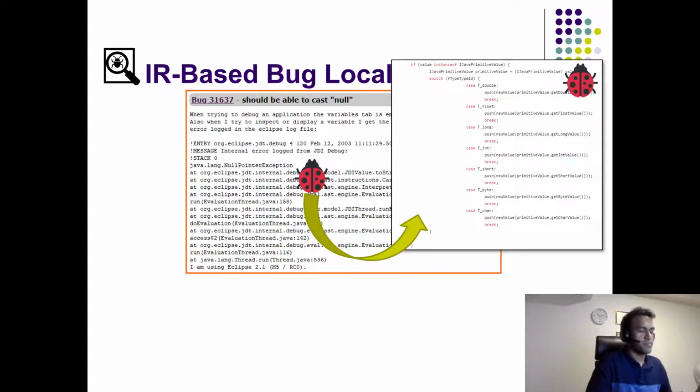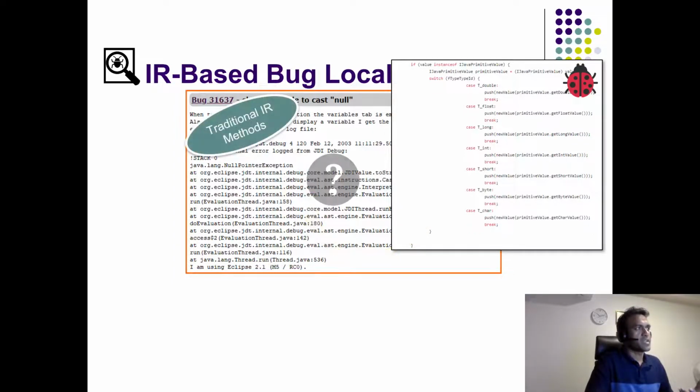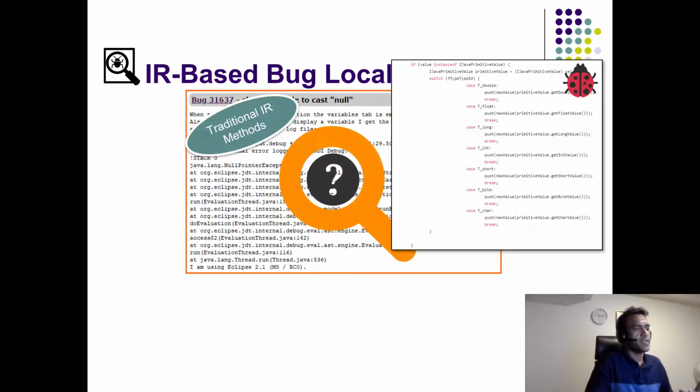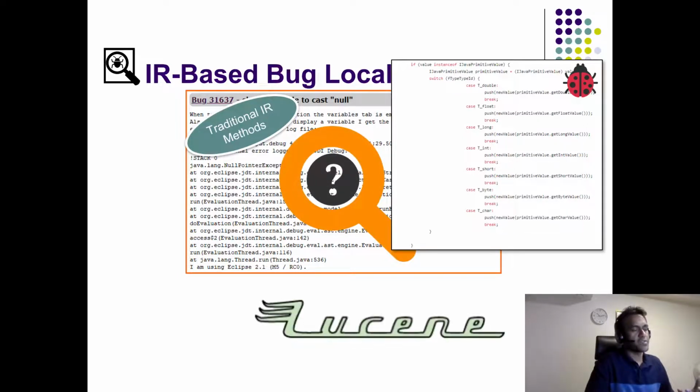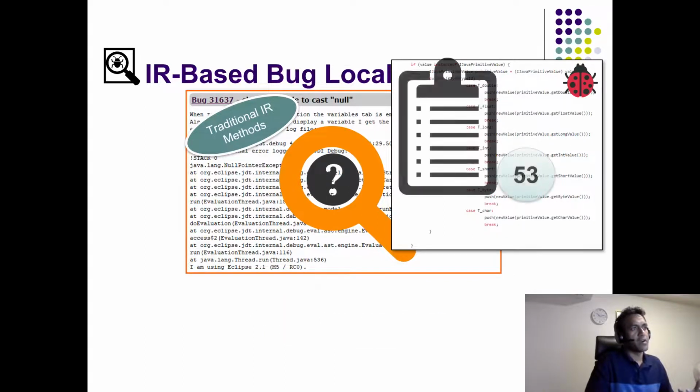Okay, so let me give an example. What many folks did is consider this whole bug report as a search query, and then submit that query to a code search engine like Lucene, and then Lucene will return a ranked list of results. The idea is that the buggy code will be within the top positions of that ranked list.